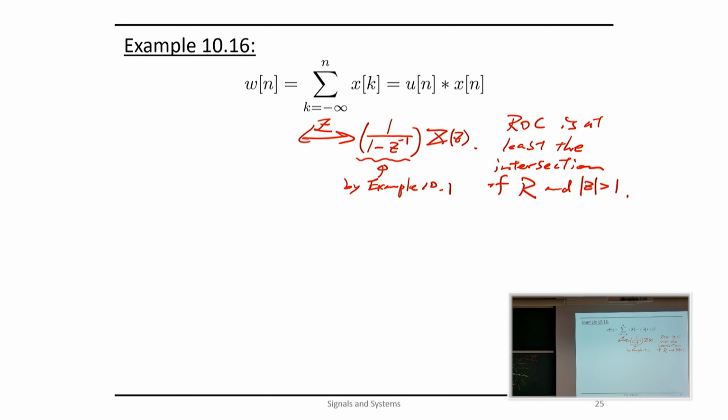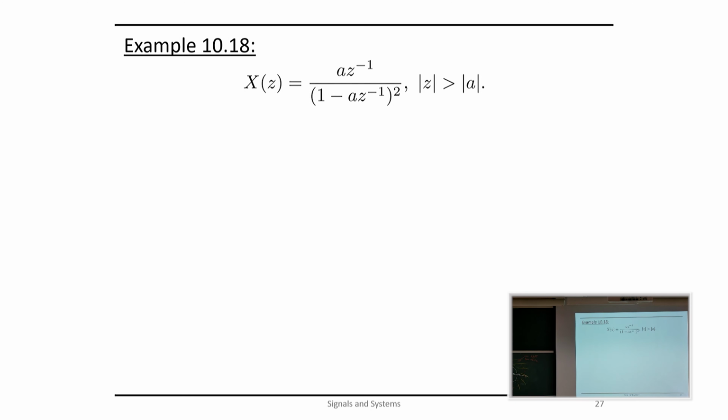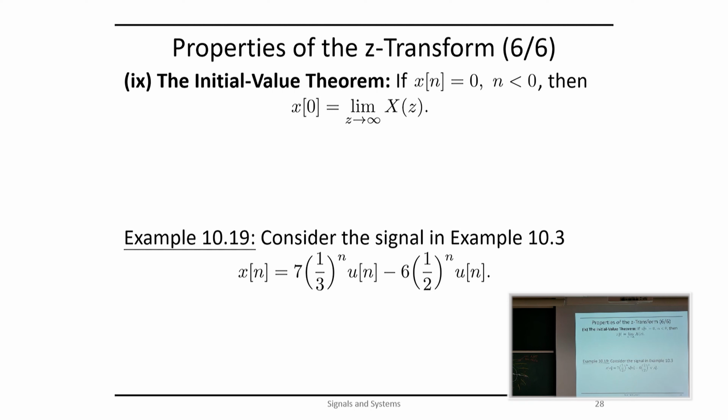These properties are the same as before. It's the same for continuous time Fourier transforms, discrete time Fourier transforms, Laplace transforms, and now also for Z transforms. There are some remaining properties that are also the same: differentiation in the Z domain, and similar to the Laplace transform, the initial value theorem. The examples are also the same as before, so you can easily look at them.